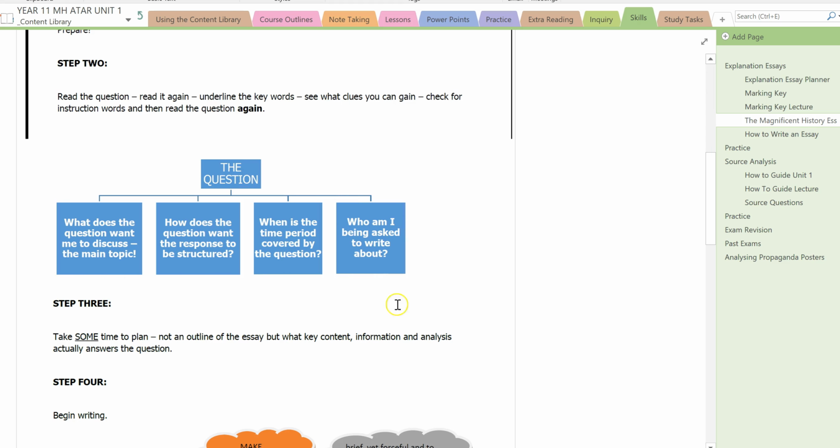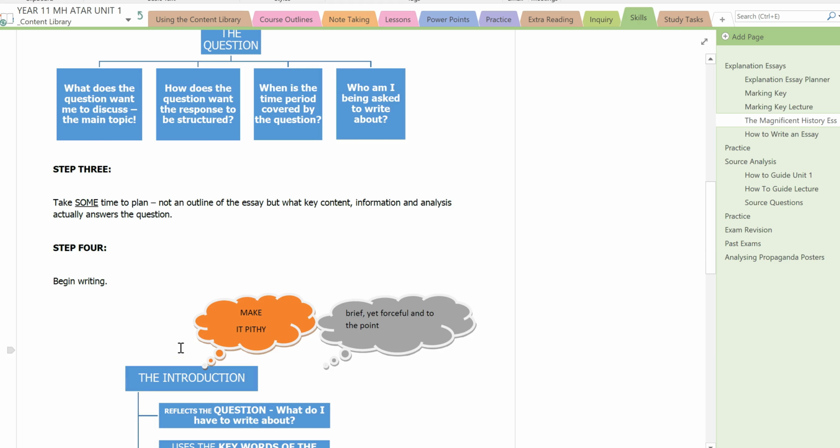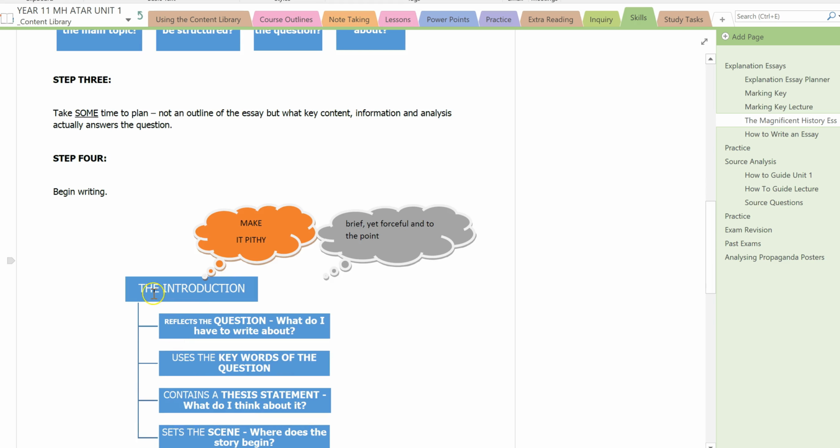Because you'll often be asked, writing about people is not unusual in history. People and events, of course. It's really what we're all about. Take some time to plan. What key content, information, analysis answers this question? Then you can begin writing. Now, when you see pithy, pithy is direct and not the waffle that I'm talking about. Direct, to the point. Brief yet forceful and to the point.